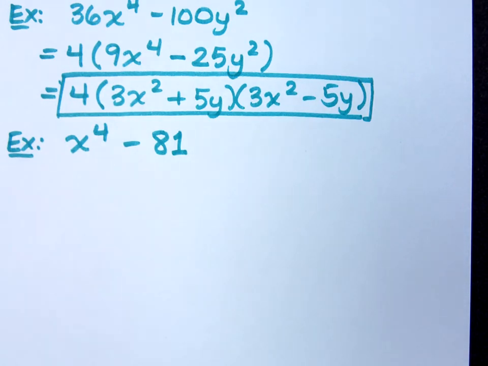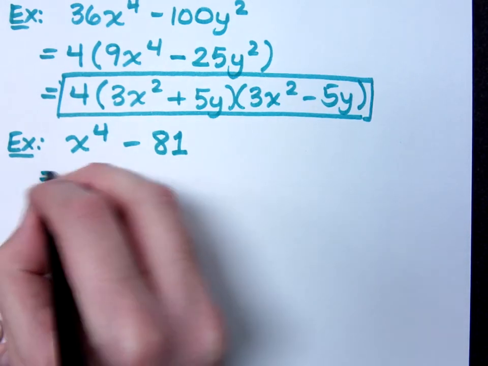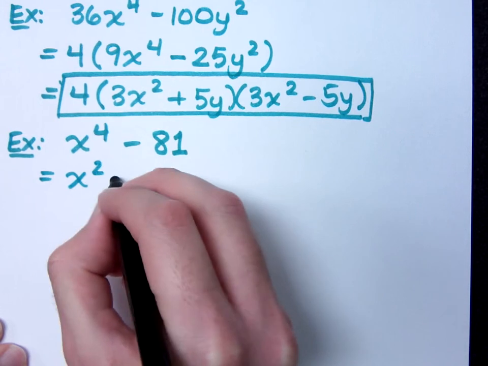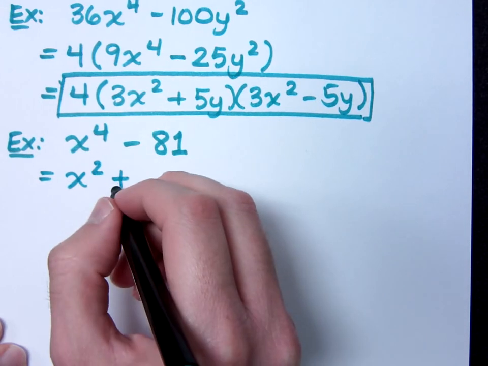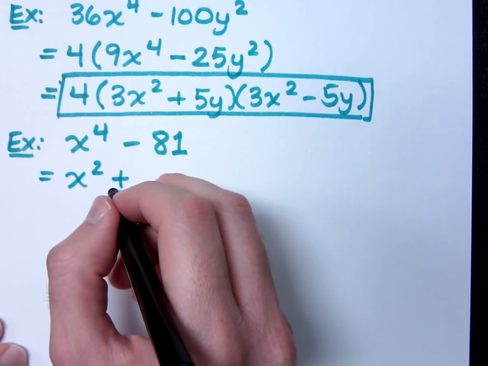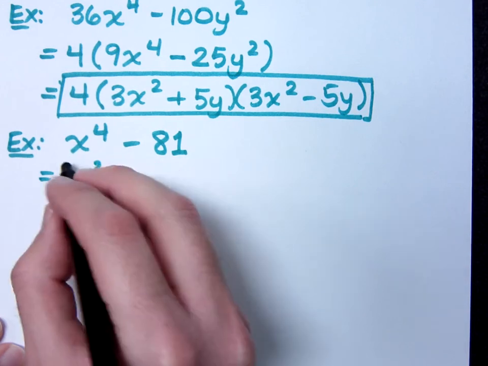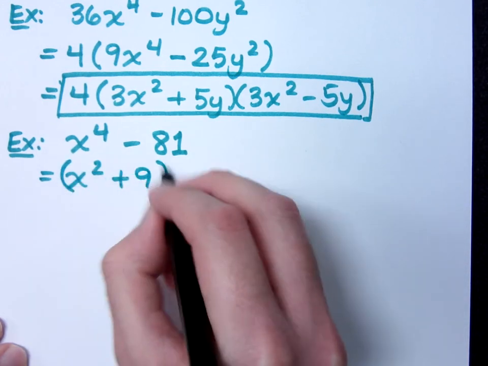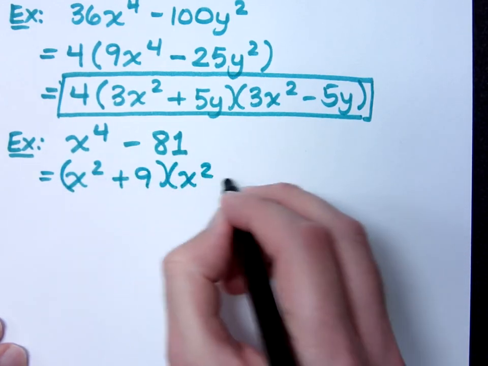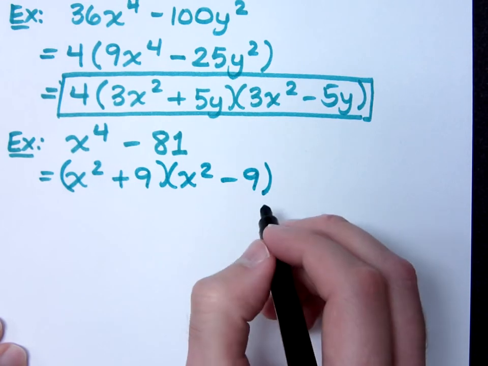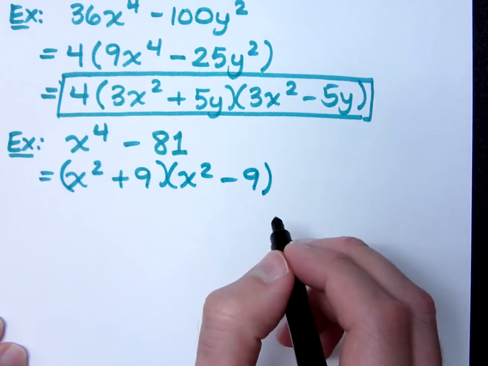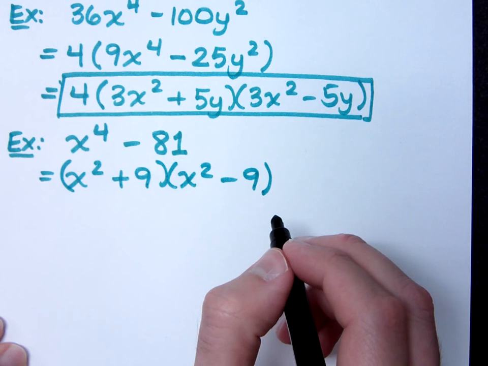x squared plus 9 times x squared minus 9. Answer with authority. Do not end with a question. There's no question at the end of my statement. It just is. So we're done, right?